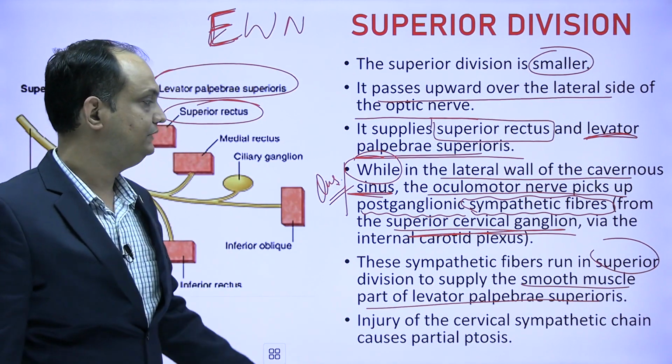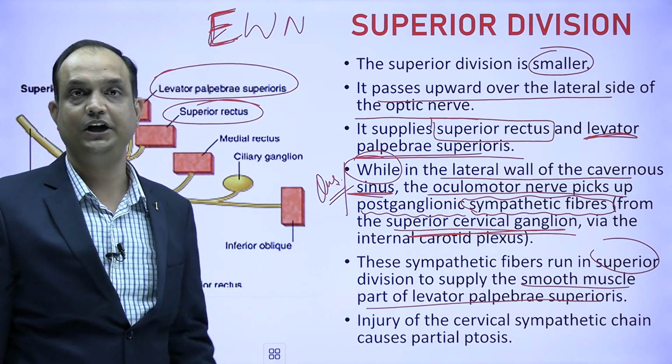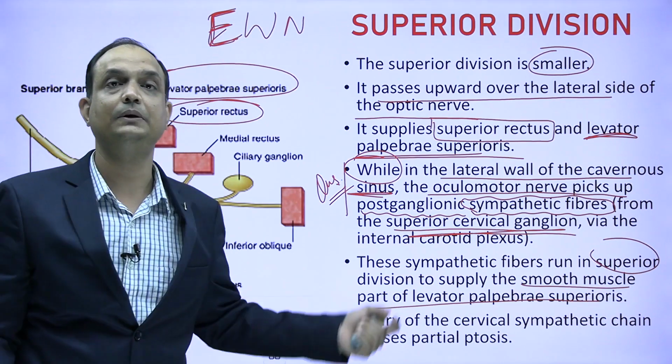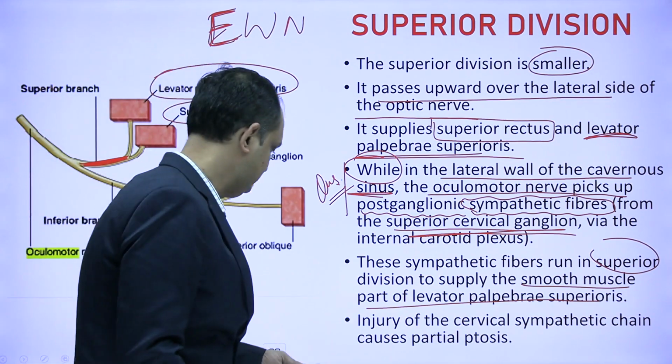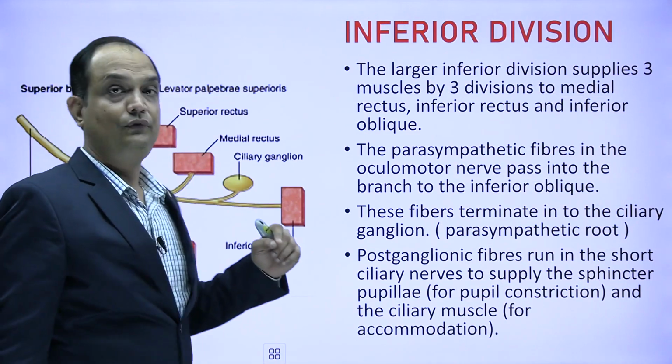So, these sympathetic fibers run in the superior division, and they supply the smooth muscle of your levator palpebrae. Injury of this cervical part of the sympathetic chain, or the sympathetic fibers, will lead to partial ptosis because of the paralysis of Mueller's muscle. Now, what about the inferior division?